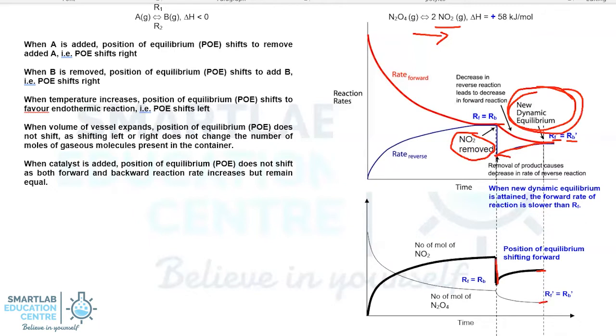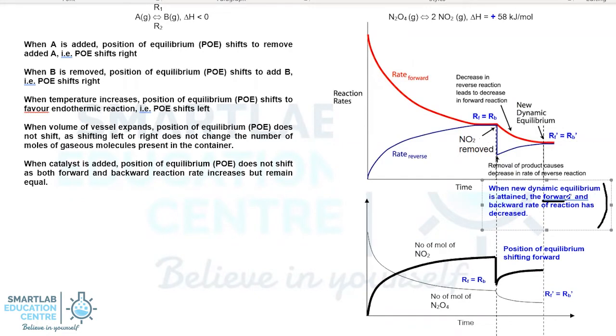I think finally, what is important in this example is to note that in the exam, they do ask, if you remove NO2, what happens to the forward and backward rate of reaction at the new equilibrium, or when equilibrium is restored. What you need to bear in mind is that the initial rate forward and rate backward is originally at this level. But when the new equilibrium is attained, it is actually lower. So hence, when the new dynamic equilibrium is attained, the forward and the backward rate of reaction have decreased.